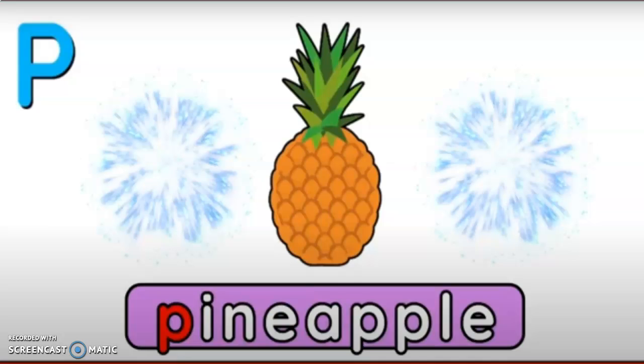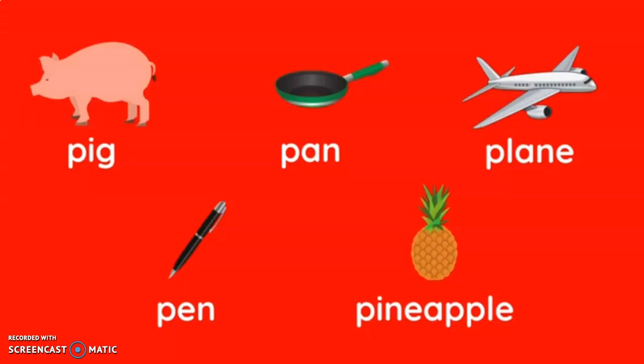All of these words start with letter P. We saw pig, pan, plane, pineapple, and pen. All of these words start with letter P. Letter P makes the sound P.